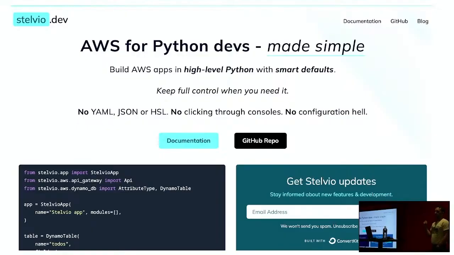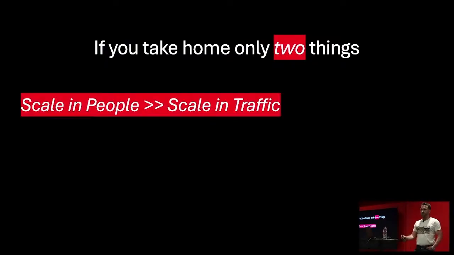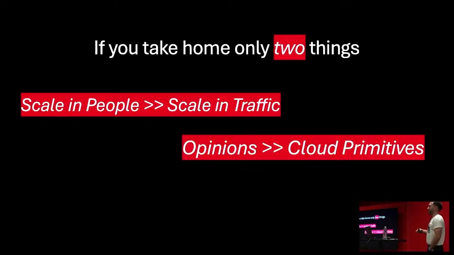So, if you take home only 2 things out of that talk, they would be: in 80% of the use cases, you scale more in people than you have a need to scale in traffic. And the other thing is, in 80% of the time, it is better to have a framework that has opinions that you can use than to build upon those cloud primitives for yourselves.